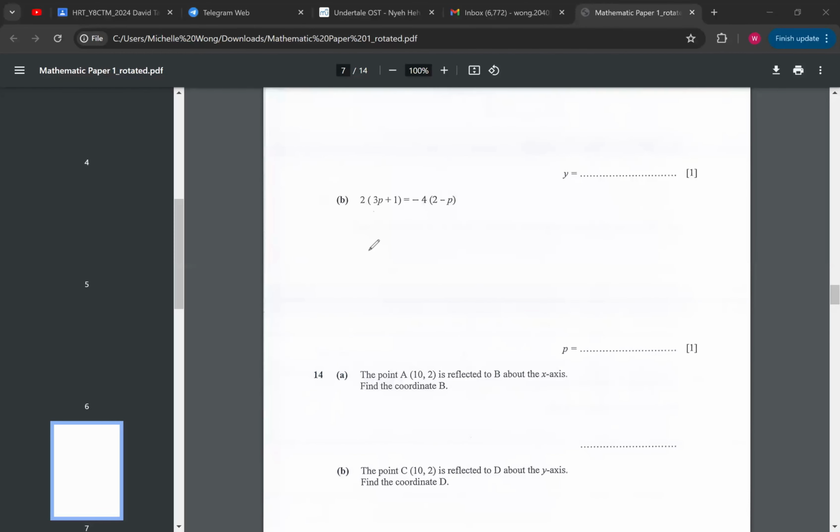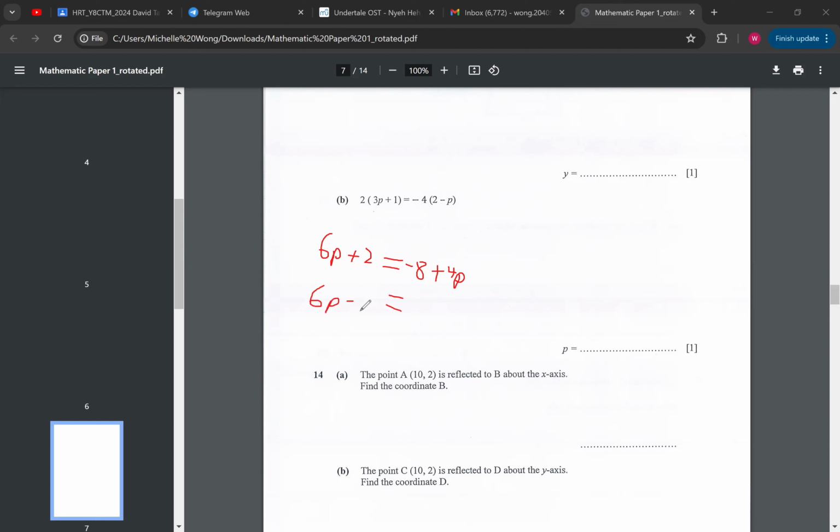For B, 2 bracket 3p plus 1 close bracket equals negative 4 bracket 2 minus p close bracket. So for B, you change this. 3 times 2 is 6p plus 2 equals negative 4 times 2, negative 8. Because it's 2 negative, so it'll be positive here, 4p.